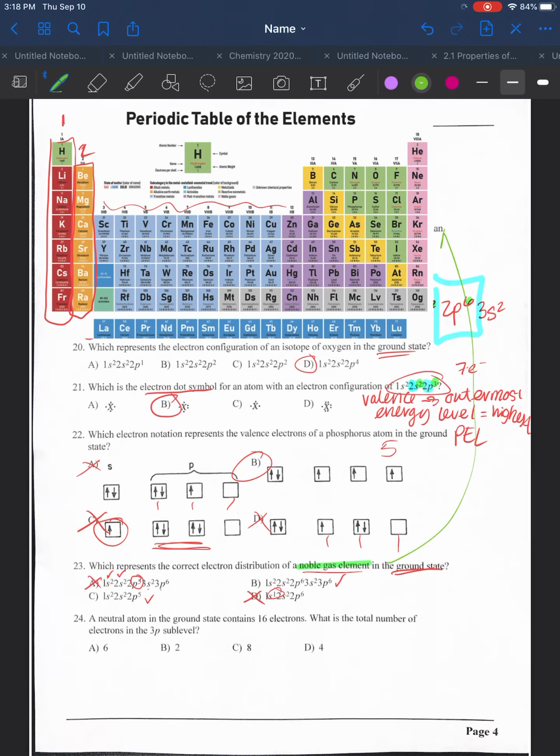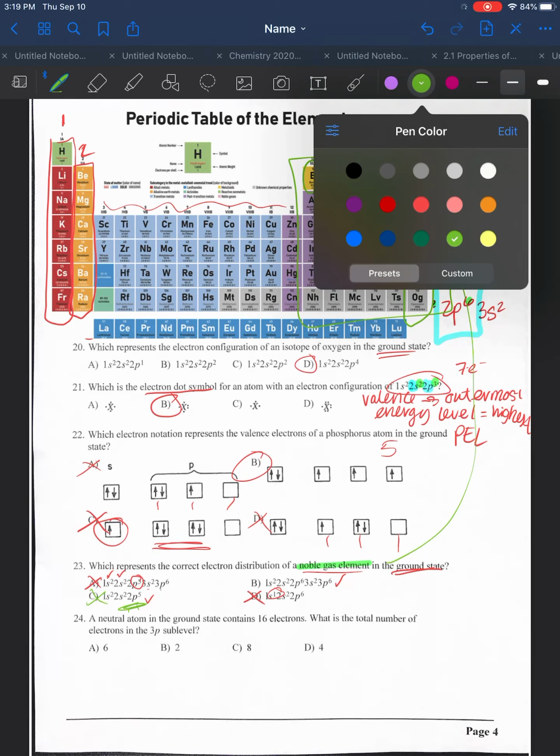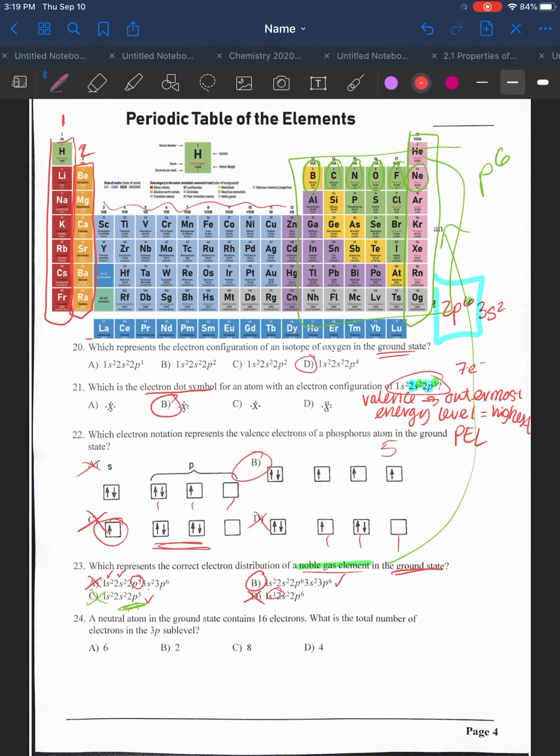Okay, so going back up here, we're looking to be in this group, remembering that this whole area is the P block. So we need how many electrons in the P block for it to be a noble gas? 1, 2, 3, 4, 5, 6. So we need something that says P6. In our case, that is not C, it has P5. So our answer must be B.